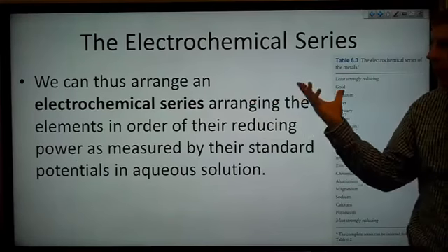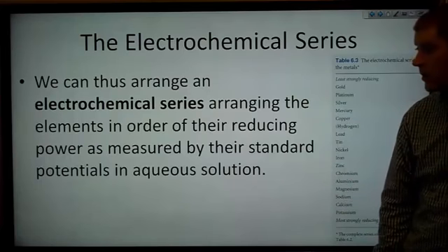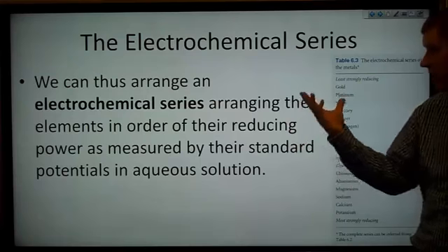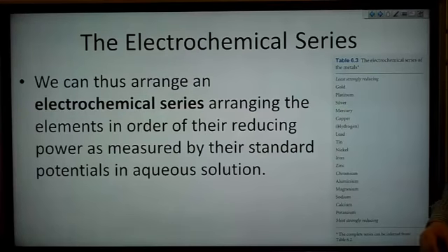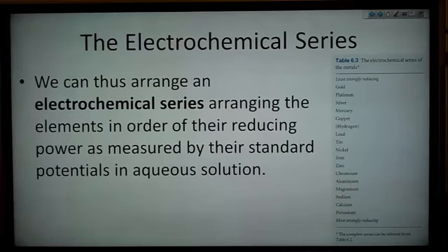So, in this way we can compare electrochemical potentials of various reactions, various half cells, and we can make an electrochemical series, arranging our elements in order of their reducing power as measured by their standard potentials in aqueous solution. So here we have table 6.3.